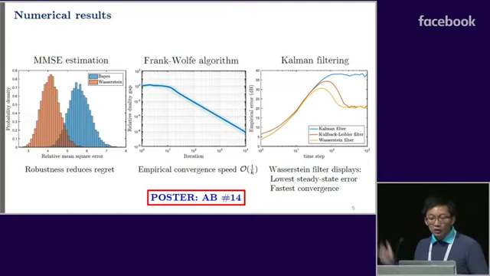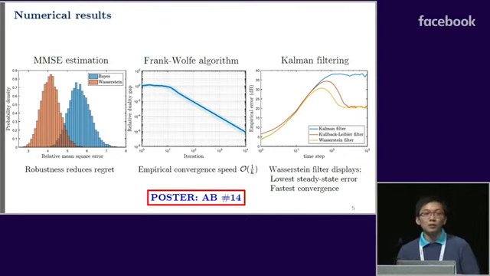Finally, the graph on the right shows that the Wasserstein-Kalman filtering has better performance than the classical Kalman filter, and it also outperforms the Kalman filter using the Kullback-Leibler ambiguity set.